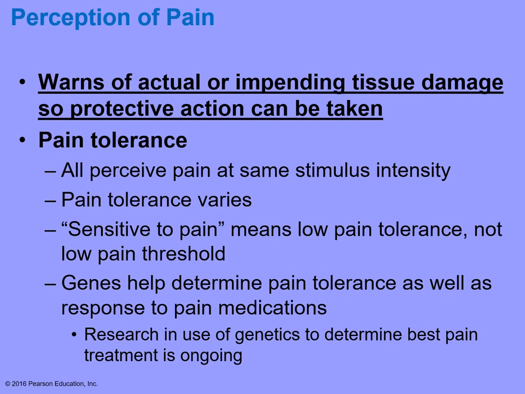Everyone has the perception of pain, but the tolerance level varies. So some people say they're sensitive to pain. That means they have a very low pain tolerance, not a low pain threshold. What determines this? Part of this is genetic. Part of it is the response to pain medications.